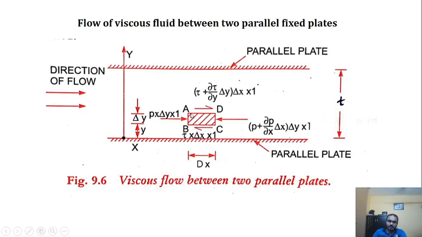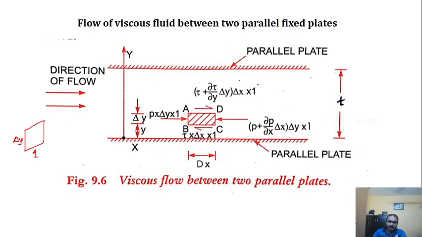So pressure force on face AB is P into delta y into 1, because if we discuss face AB, then it will look like this. So this will be the entire face, where this will be delta y and this will be 1. So the area is delta y into 1, and similarly the pressure force on face CD will be P plus del P over del x delta x into delta y into 1.